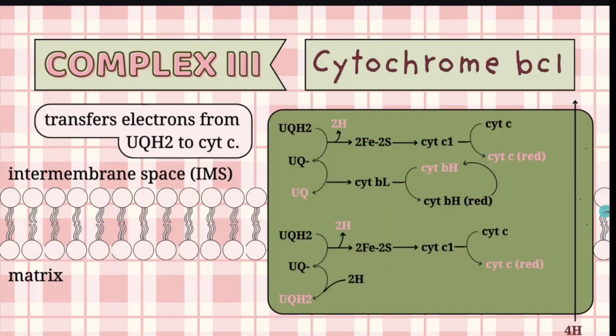So the Q cycle is just this whole process that occurs in complex 3. The electron transfer throughout complex 3 is called the Q cycle. And it's made of 2 rounds. Why? Because each round involves 1 dihydroubiquinone that enters the complex. The first round transfers or donates 2 electrons, and then the second round involves another dihydroubiquinone that donates 1 electron.